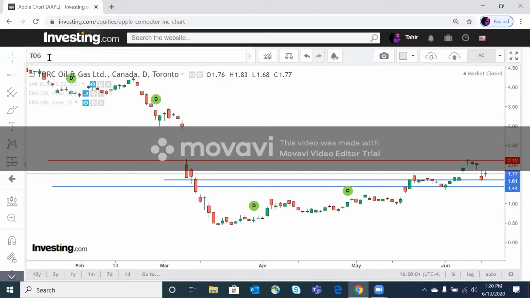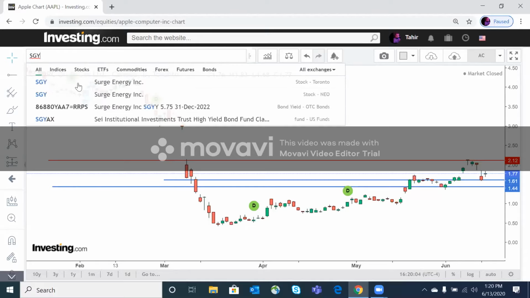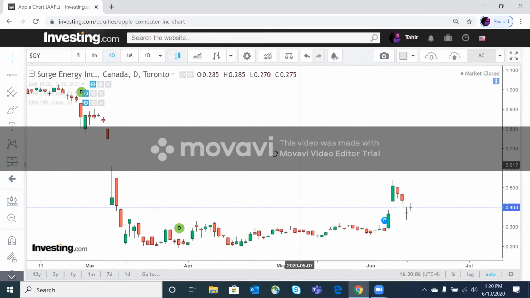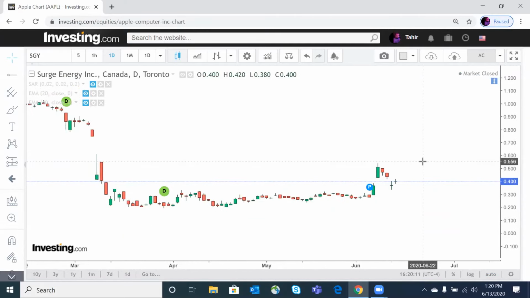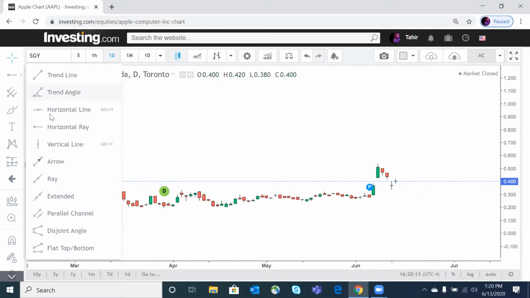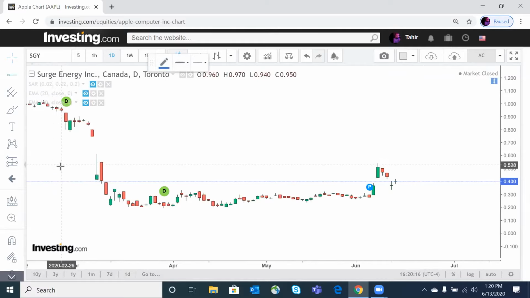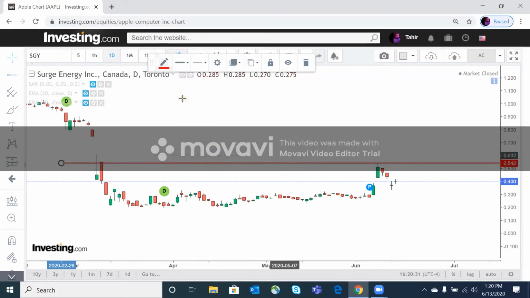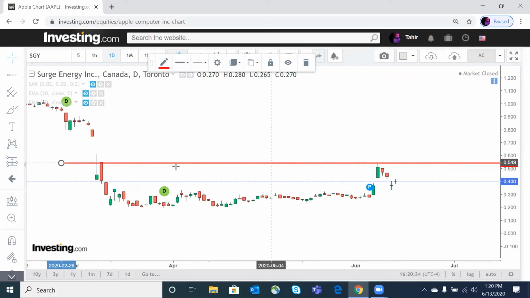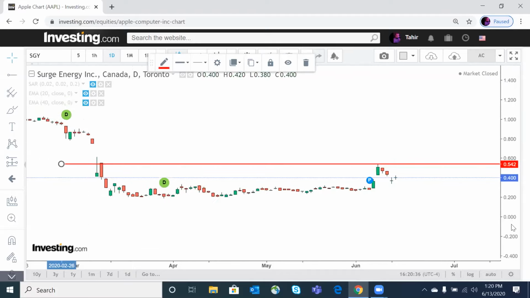So this is from the investor's view. SGY, Surge Energy. I will be real quick on this. Surge Energy support level, resistance level. You can say this is not a very strong one, but it has shown a resistance at this level, a weaker one though, because here we have a wick, not a closing, and here we have the opening price, and then the support level.